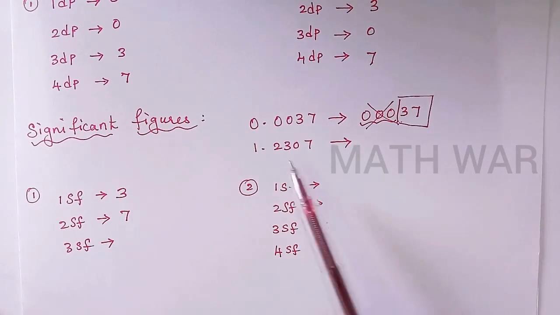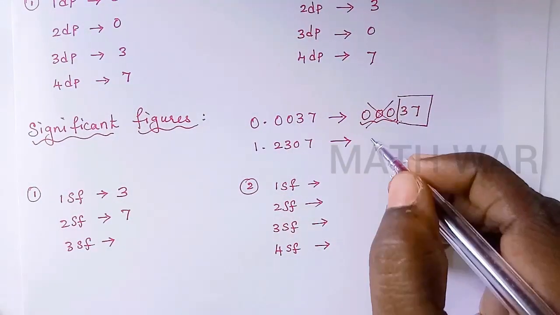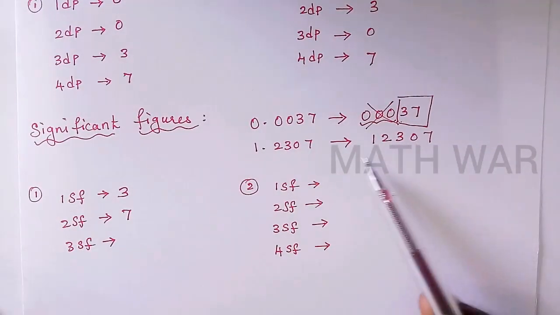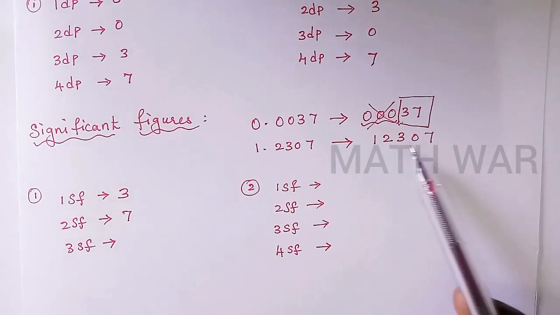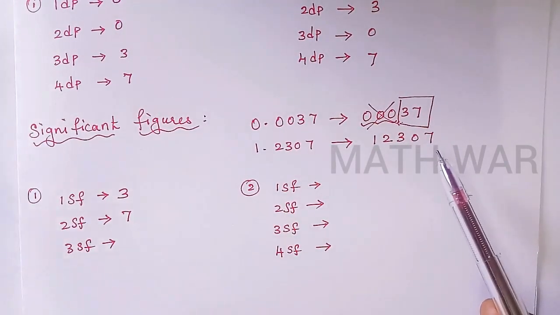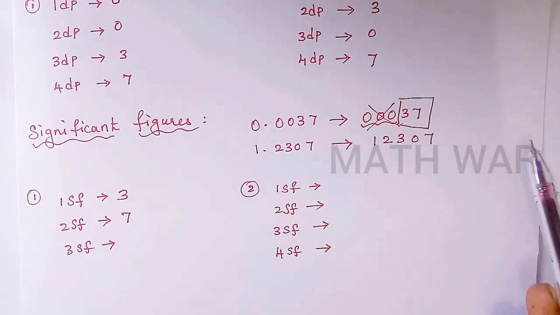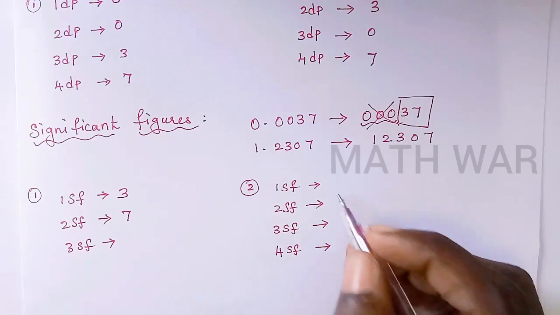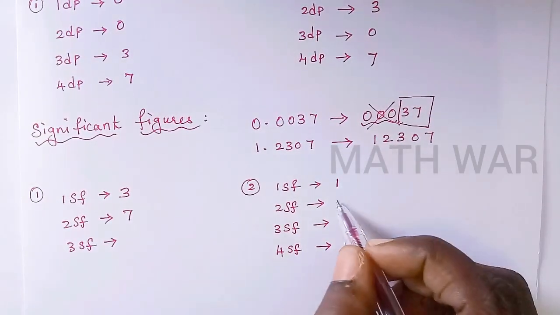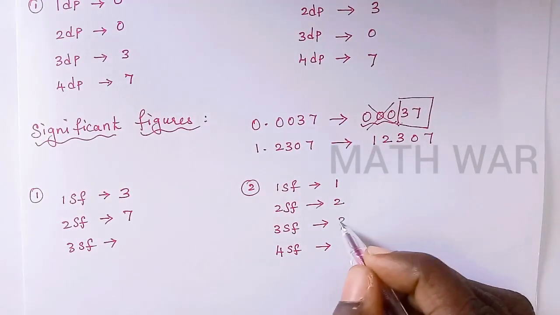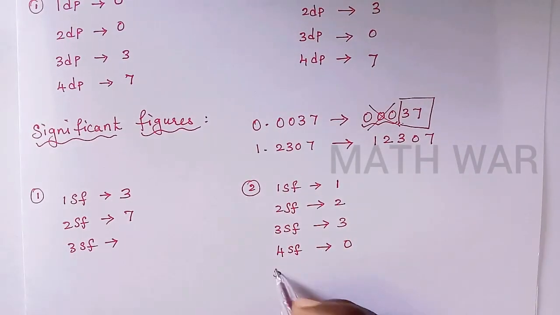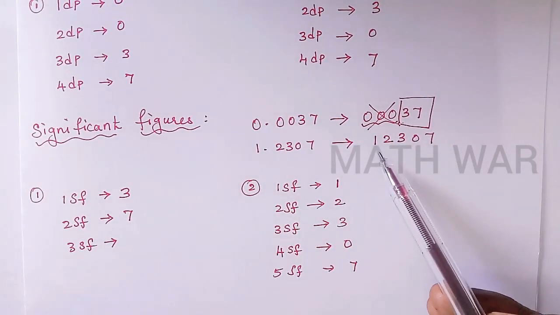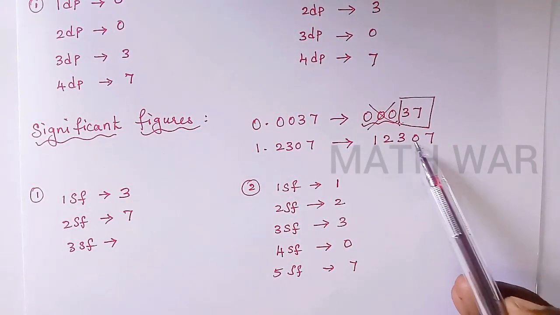In the same way, in the second example you can see, without the decimal point you write it as 12307. You can see here all the values, the number 12,307 is a valid one. So all the numbers have value, so we can write the first significant figure as number 1. The second significant figure is number 2. The third significant figure is 3. The fourth significant figure is 0. And the fifth significant figure is 7.